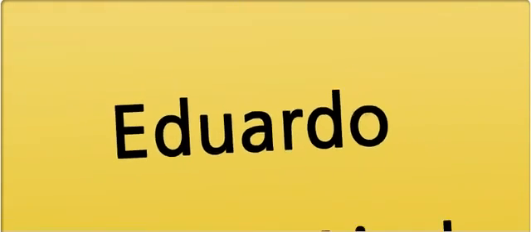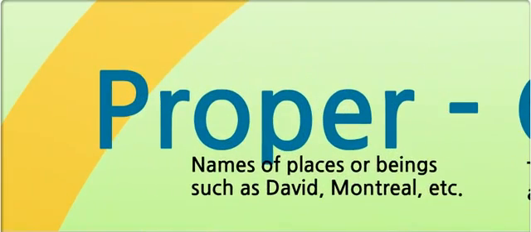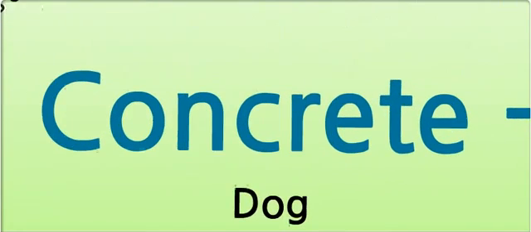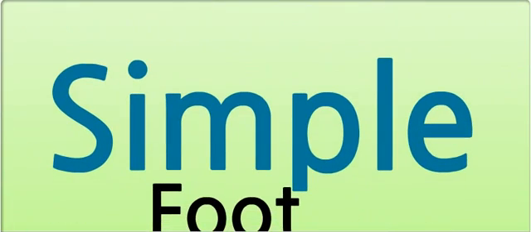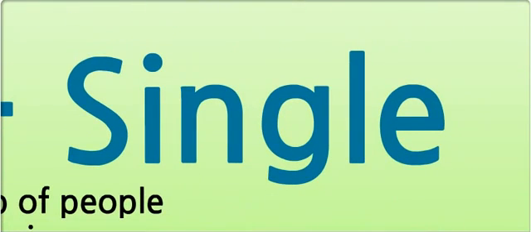Let's go, for instance, with Eduardo. Eduardo is a proper noun because it's the name of a person. It is concrete because we can perceive, we can touch, we can feel, we can smell the person. It is simple because it's only one word. It is single because it refers only to one object.